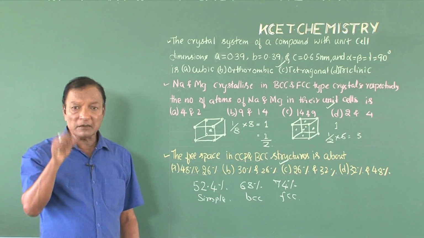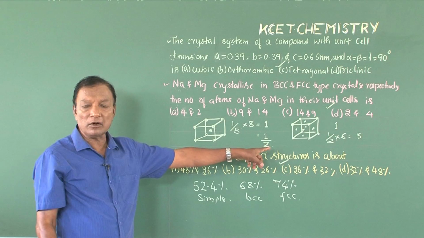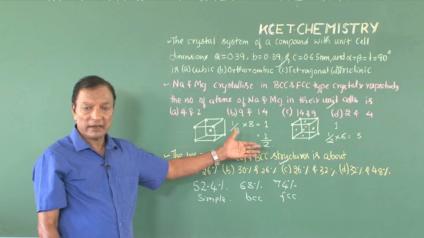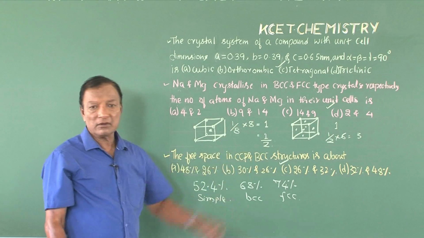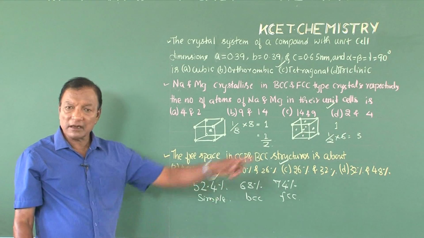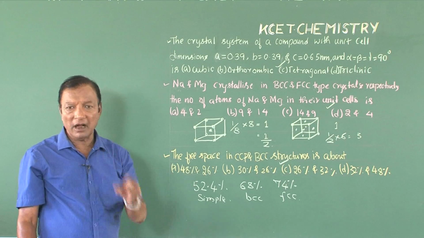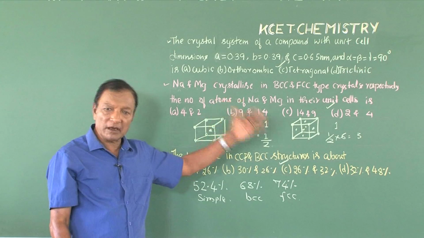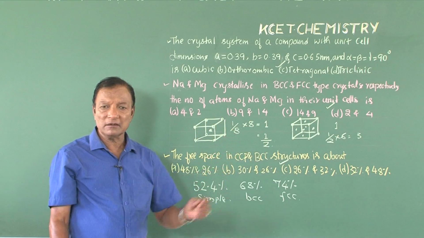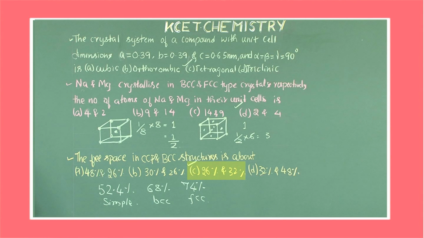Keep it in mind that corner contribution is 1/8, body-centered contribution is 1. Calculate mentally. So that becomes 2 particles. Similarly for FCC, face-centered contribution is half, from 6 faces it is 3 particles, from 8 corners it is 1 particle. Calculation will be within no time, it is 4 particles. That way we shall continue with some more questions.